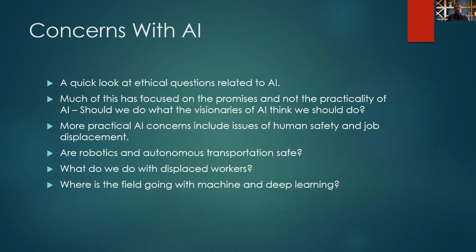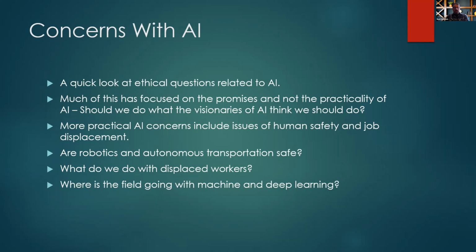So a little bit about the concerns with AI. We took a quick look at ethical questions that are related to AI. And much of this is focused on the promises and not the practicality of AI. So a lot of people have been really concerned about, what happens if we actually do develop thinking machines? Well, that's not really what we're dealing with today. Certainly the IT students that I was teaching are not going to encounter that anytime soon. So the questions really come about, should we do what the visionaries think AI should do or not? And I wanted to make sure students were at least versed in those kinds of issues.